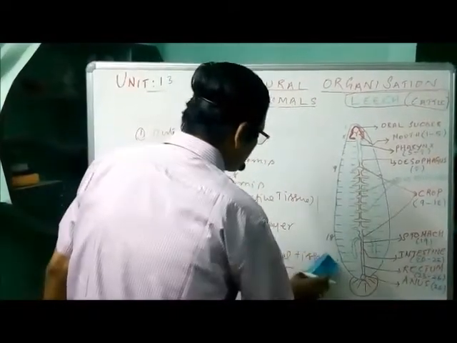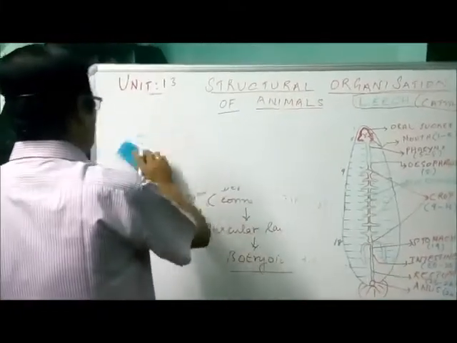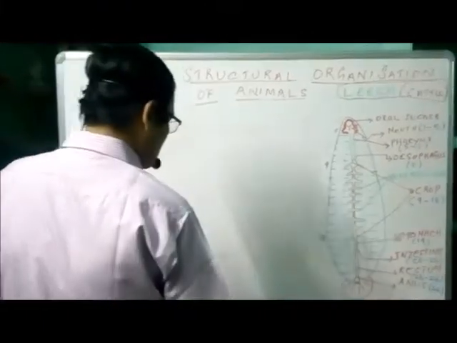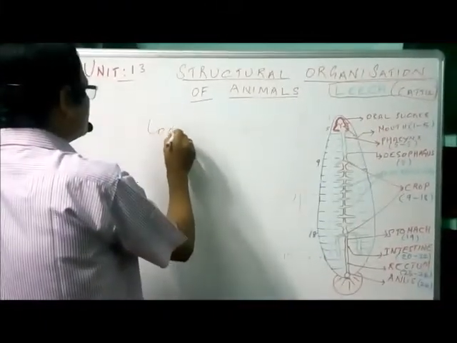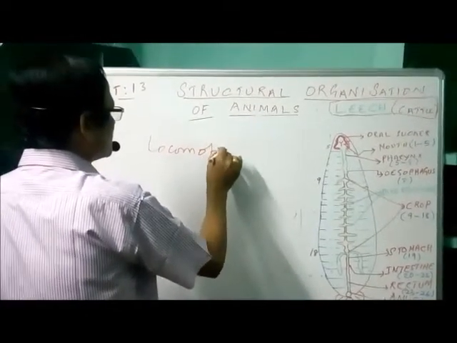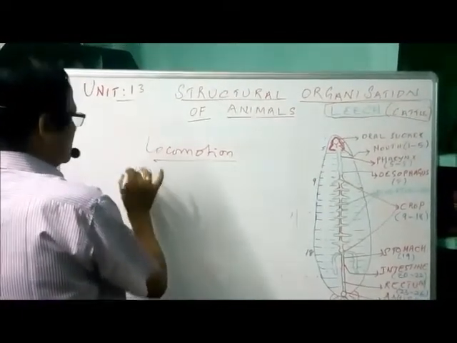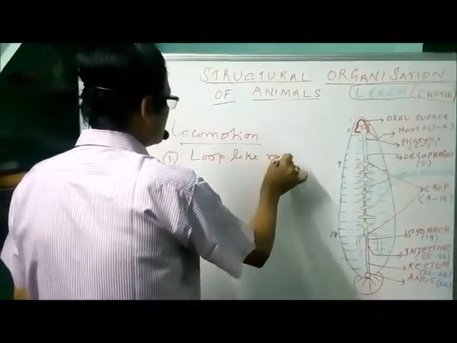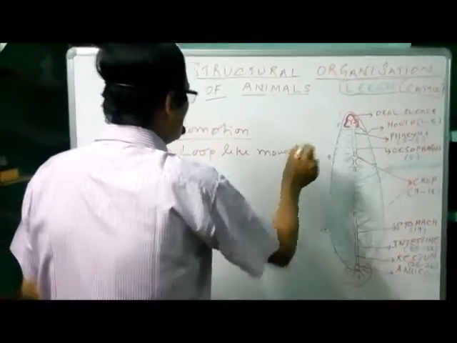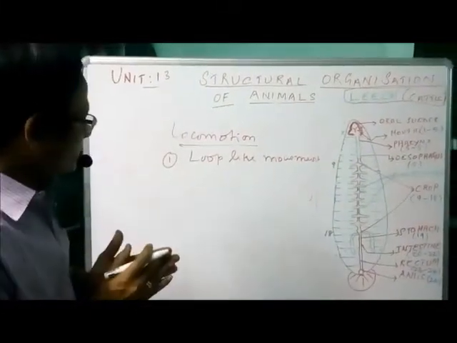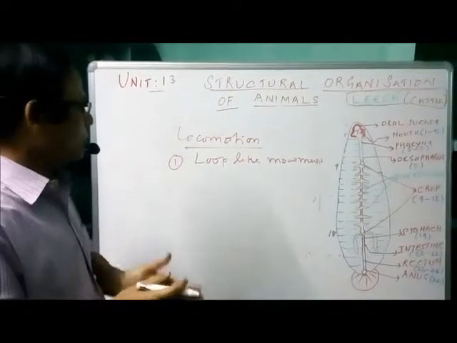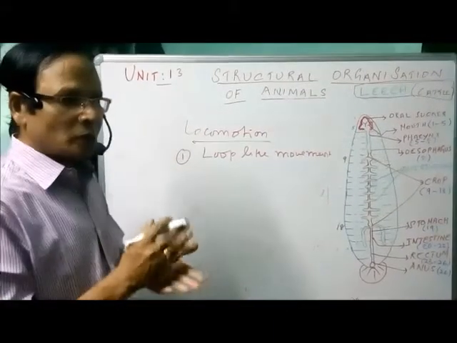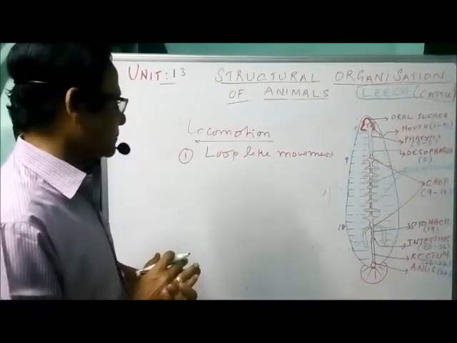Now, a few words about the locomotory movement. The animal exhibits 2 types of movement, 2 types of locomotion. There is one loop-like movement. This loop-like movement is brought about on land by the contraction and relaxation of the 2 types of muscles.